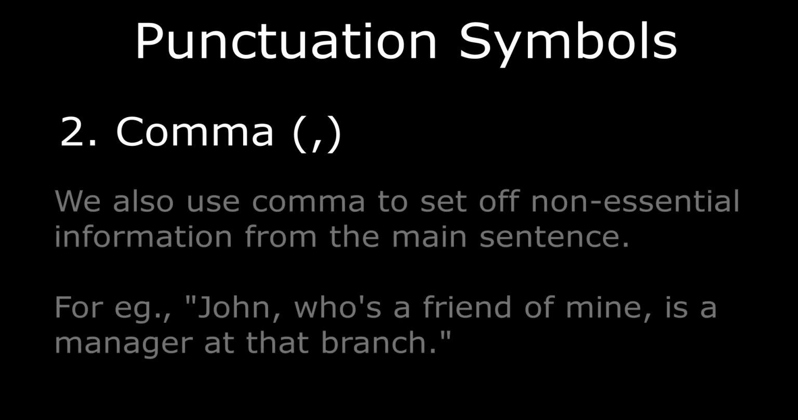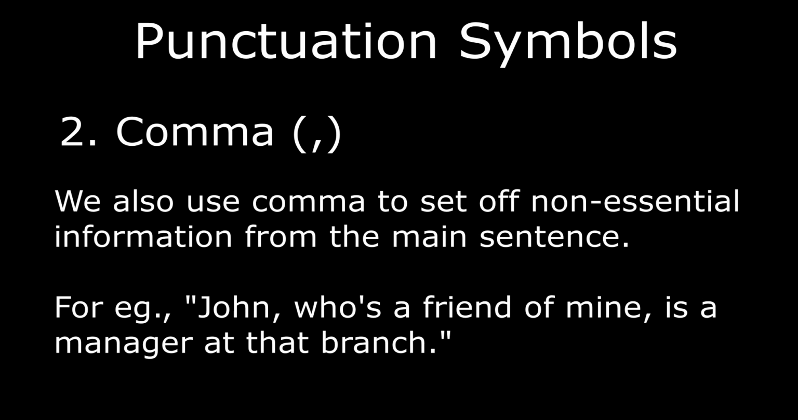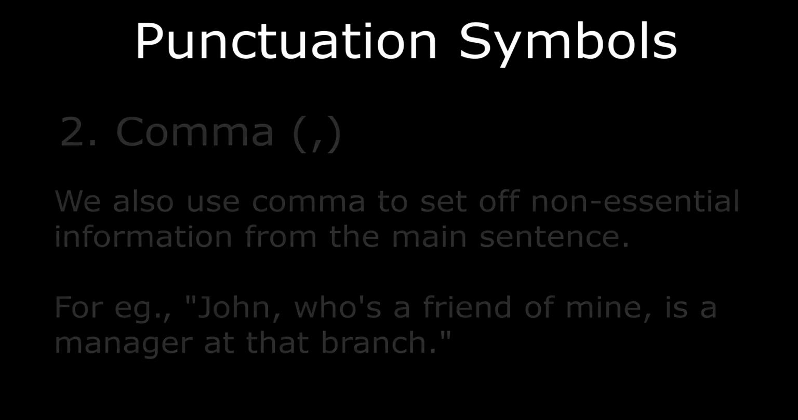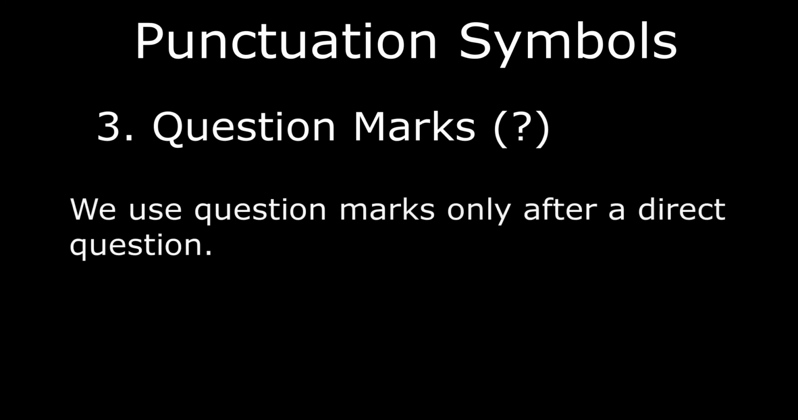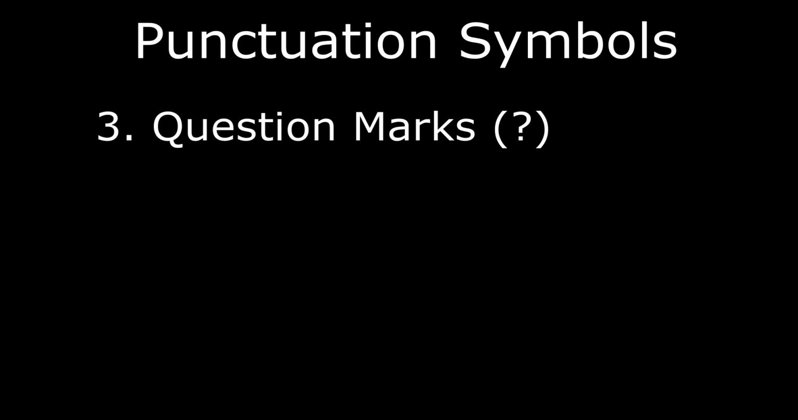We also use comma to set off non-essential information from the main sentence. For example, John, who's a friend of mine, is a manager at that branch. Question marks. We use question marks only after a direct question. It replaces a period symbol at the end of such sentences.